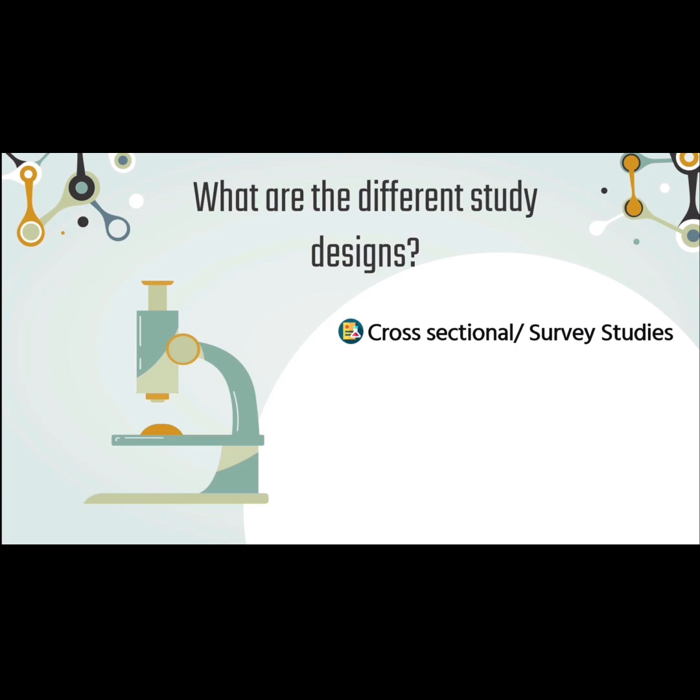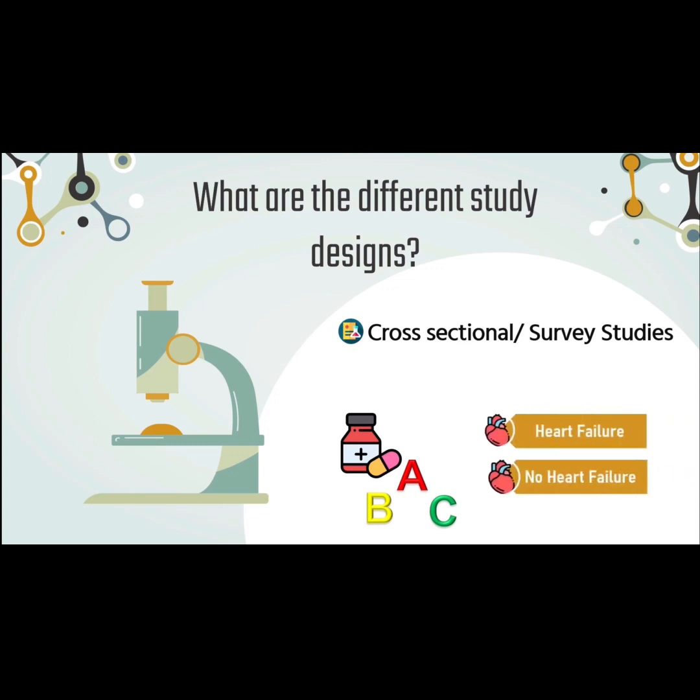So cross-sectional studies are like a snapshot. They give you a picture of what is happening currently. They don't look back in the past, they don't look in the future. They are an assessment of the current prevalence of a disease or a risk factor. So let's assume that we have a group of patients and they use different drugs. Drug A, drug B, and drug C. And some of these patients have heart failure, some do not have heart failure. So what we do is we go and ask patients what type of drugs they use, A, B, or C, and whether they have heart failure or not.